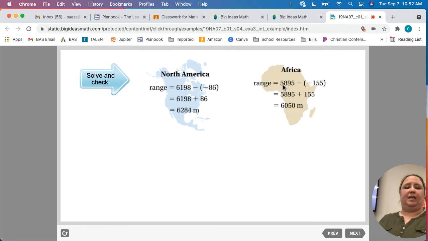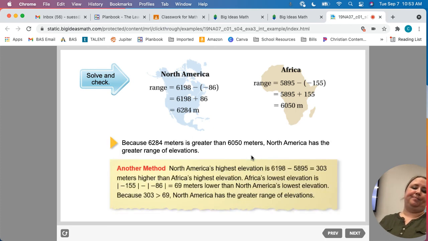Should be writing this. 5,895 minus a negative 155. This is going to give us the range. You'll see again, we have a negative next to a negative, which means positive. Thank you. Not everybody at once. So then we're going to actually add 5,895 plus 155 to get 6,050 meters. So the question at the beginning was, which continent has a greater range, which means which of these two is larger? America. So America has a greater range in elevation.